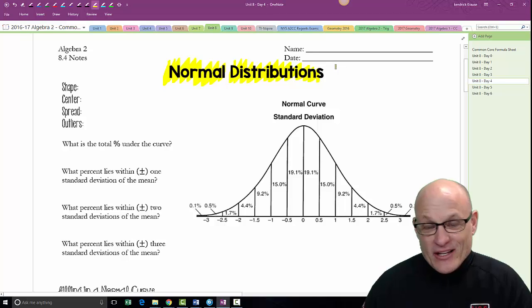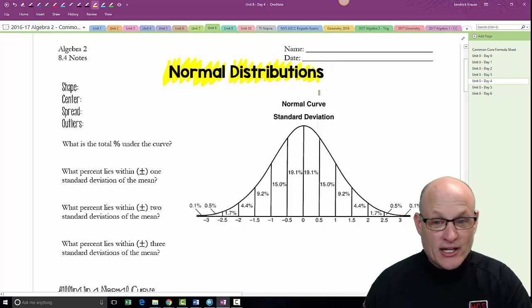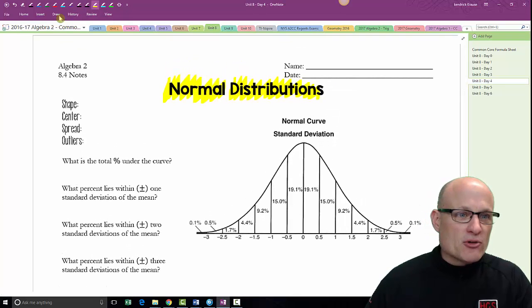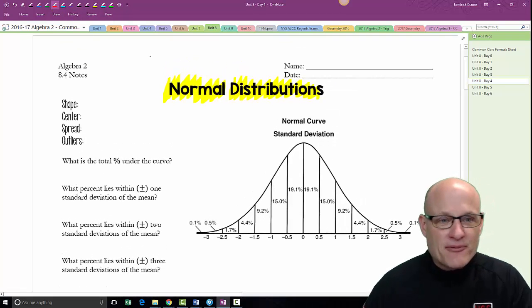Some people like to call these the bell curves because they sort of look like a bell. Don't do that. Don't like bell curves. Don't like the name bell curve. Maybe somebody likes it. I don't know why. I'm just not a big fan.